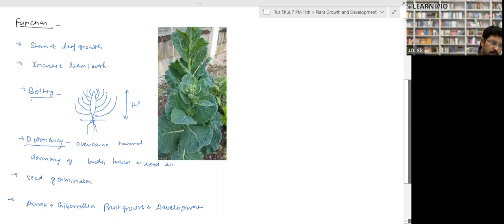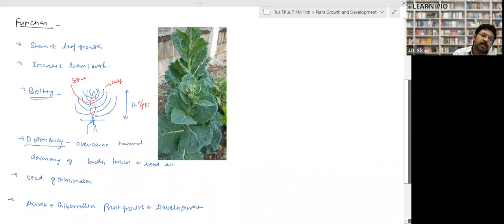Now, what is bolting? Let me explain what bolting is. Look, this is the cabbage, right? When we cut the cabbage with a knife, it looks like a small stem-like structure, and on this stem these are leaves, and they are small. This is a stem. Hardly the length is 12 inches or 1 foot, right? So when we spray the gibberellin, what happens? Internodal length increases, so the stem's internodal length increases, and this cabbage becomes 5 feet in height, right?